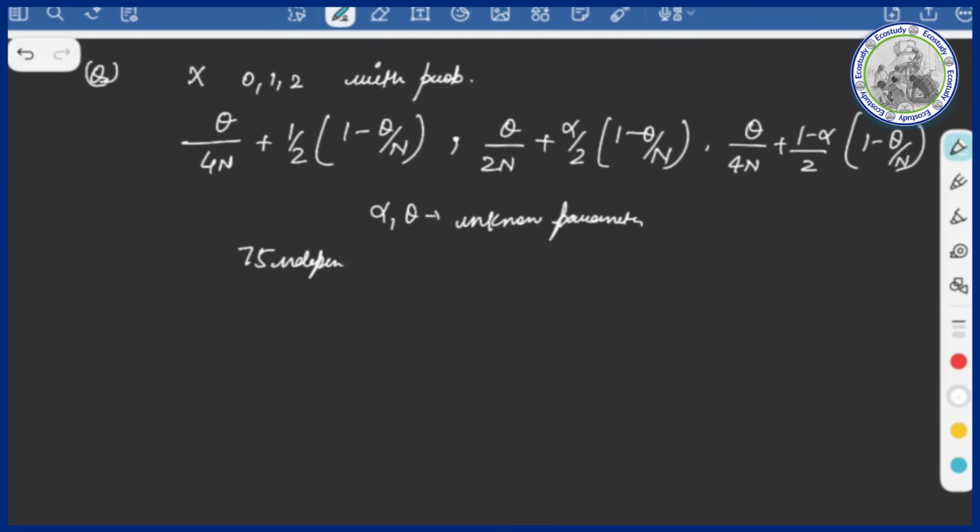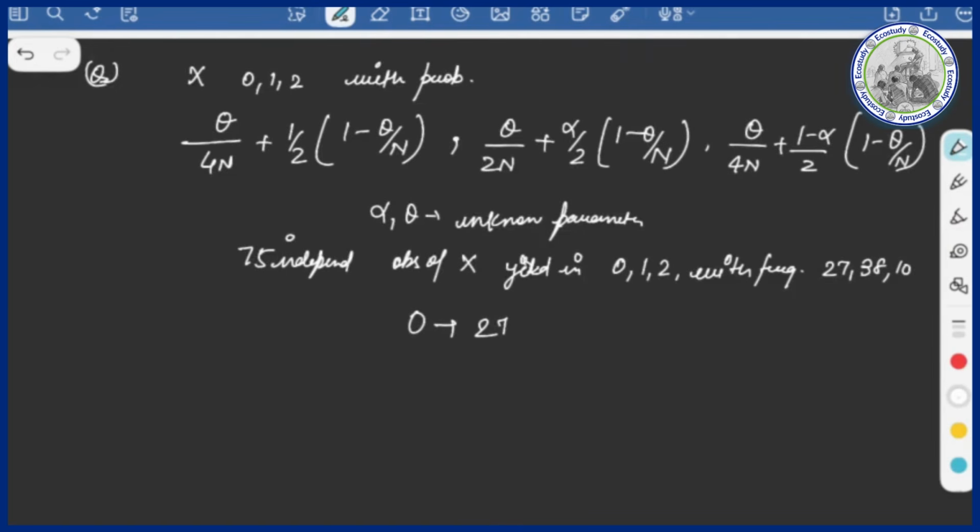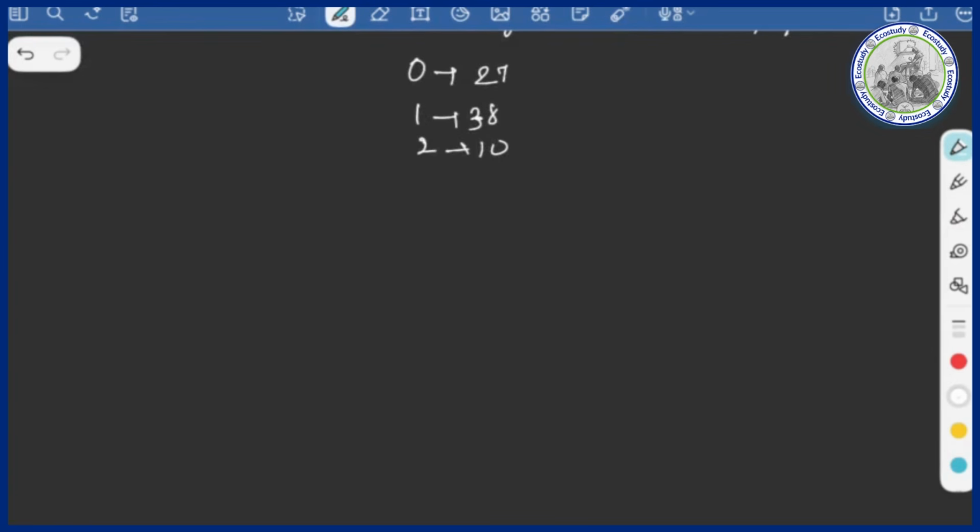75 independent observations of x yield 0, 1, 2 with frequencies 27, 38, 10. It means in 0 there are 27 values, in 1 there are 38 values, and in 2 there are 10 values. You have to estimate theta and alpha by the method of moments. Let me write it: estimate theta and alpha by method of moments.